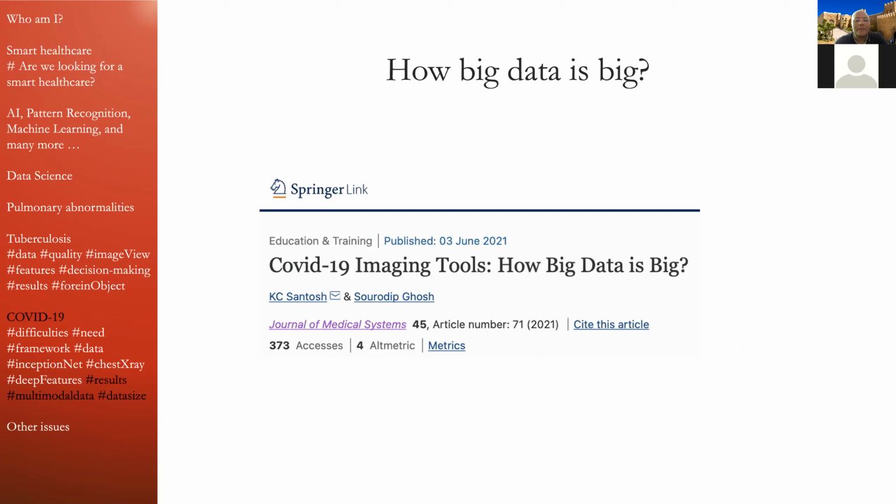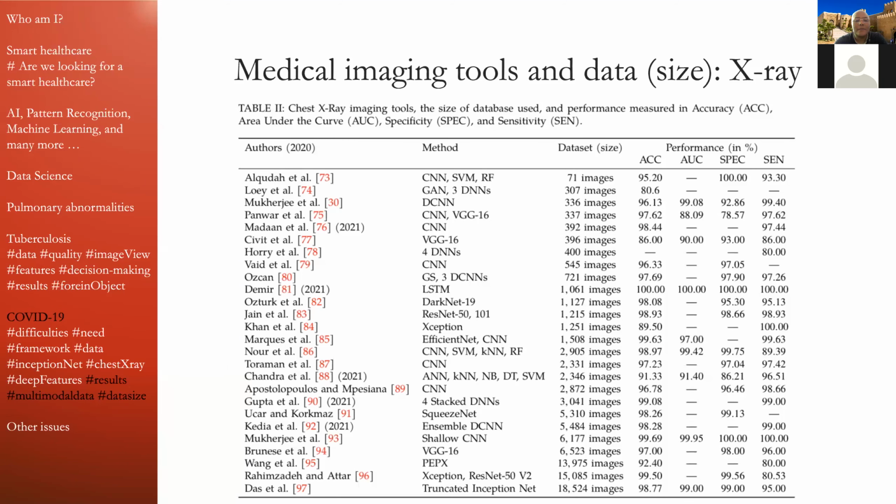making one decision by integrating those many sources, right? So, COVID-19, amazing tools, how big data is big. It was just published some time ago, probably a month ago. I was sick of having all these things, so I published this paper, and this is the result. Back in time, we had 71 images, 307 images, all the way up to 18,000 images, which is our paper. This is my paper with my student.